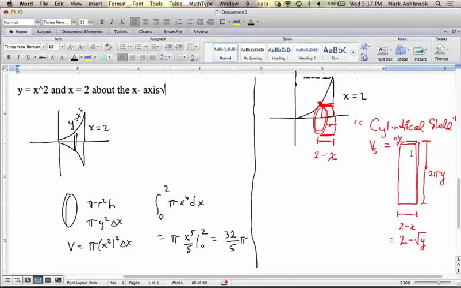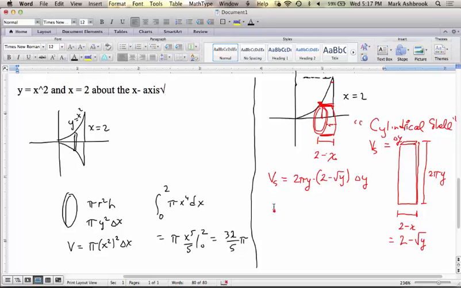So the volume of the cylindrical shell then is base times length times height. Which is just going to be, the volume of the shell is going to be 2 pi y times 2 minus radical y delta y. Okay, I'll stop right there. So this is the crucial, that's the hardest part right there. So did I lose you? Any questions before we go on?